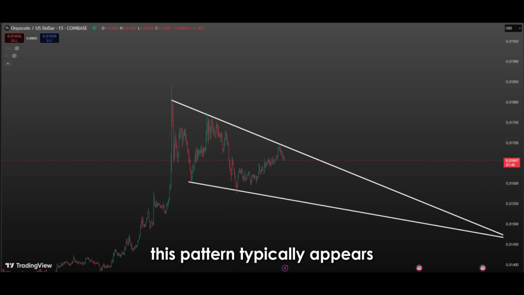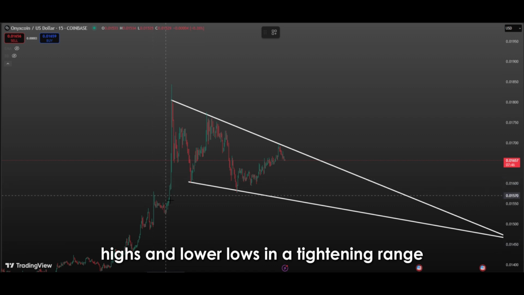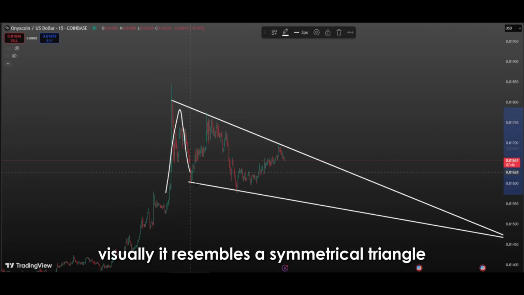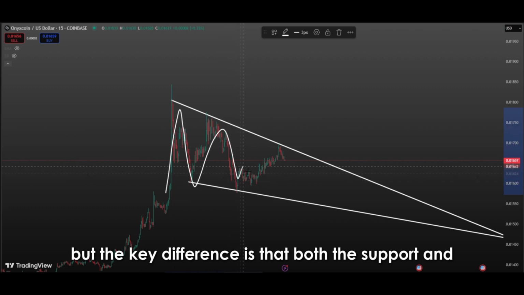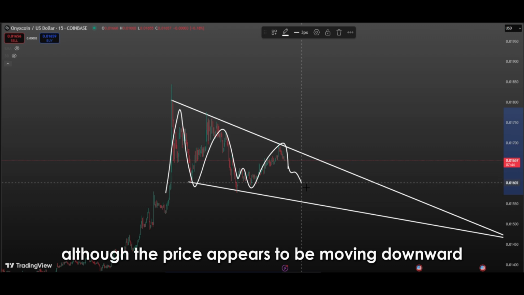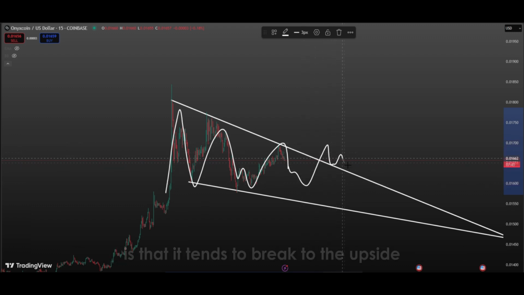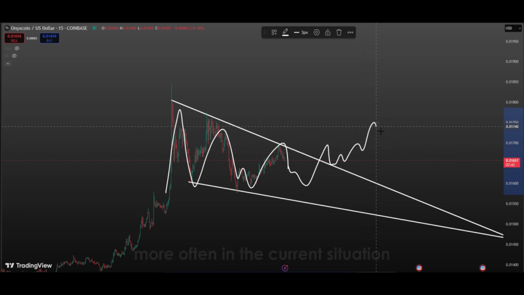This pattern typically appears toward the end of a trend and is a form of consolidation where prices make lower highs and lower lows in a tightening range. Visually, it resembles a symmetrical triangle, but the key difference is that both the support and resistance lines slope downward. Although the price appears to be moving downward, the core characteristic of this formation is that it tends to break to the upside more often.